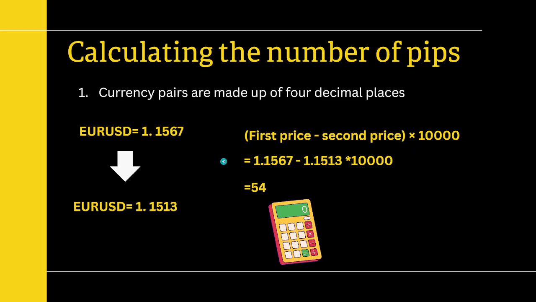So, for example, I want to take a trade at this current price, 1.1567, and my target is 1.1513. I want to calculate the pips so I understand how much profit I'll make after this trade. So, again, I use this formula, which makes me take this number, put it here. This is the first price. I subtract the second price, which is my target, and then multiply it by 10,000, which equals 54 pips.